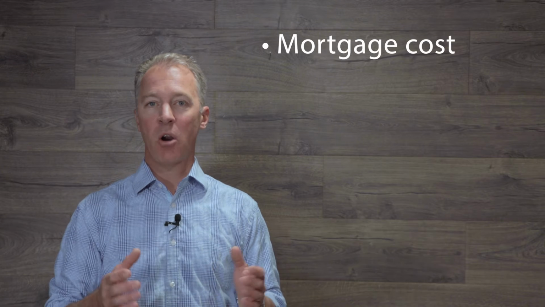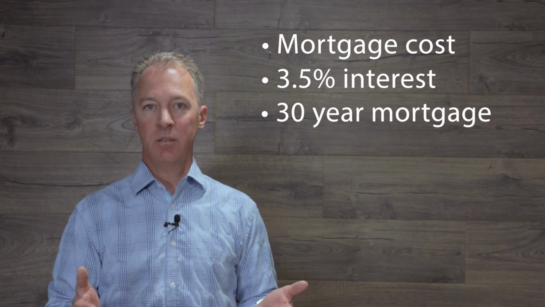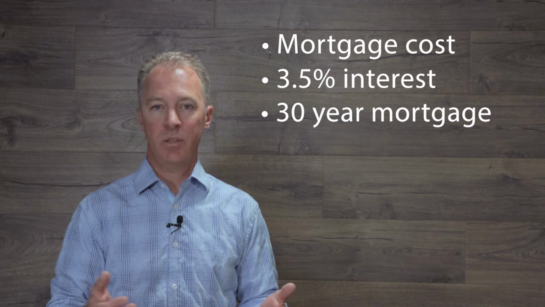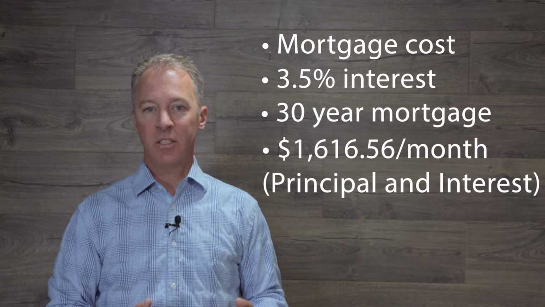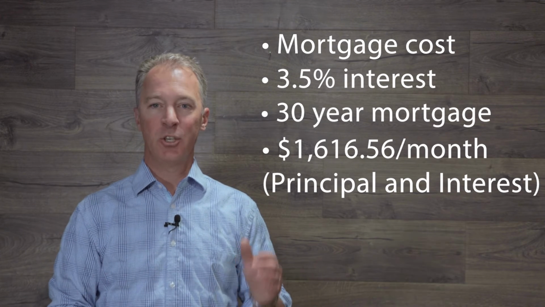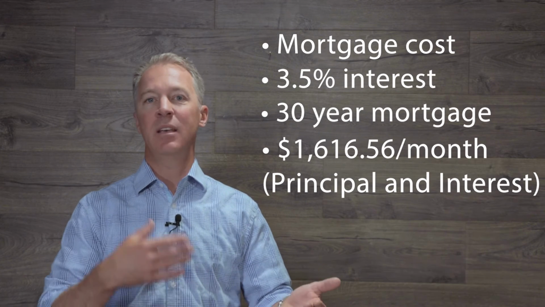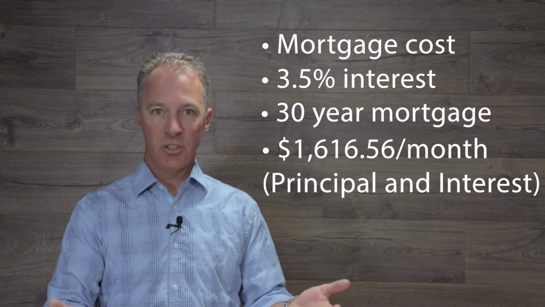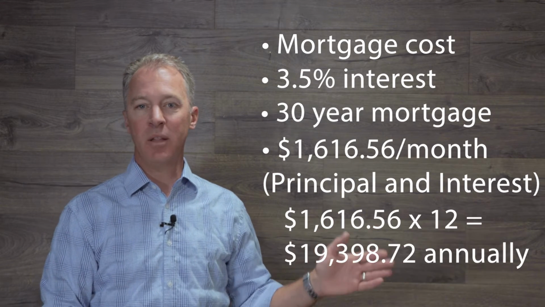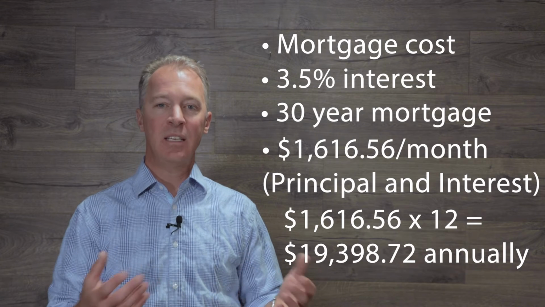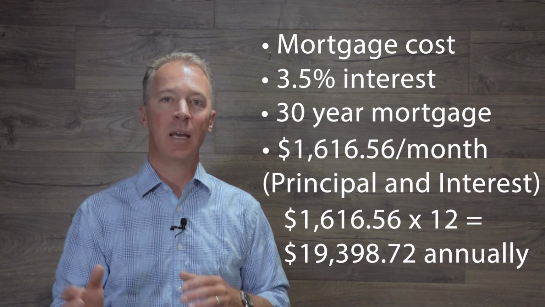For the mortgage, we'll need to make a couple assumptions. Let's say that we've borrowed that money at 3.5% interest on a 30-year fixed mortgage, or a 30-year loan. That brings us to a monthly payment of $1,616.56, and that includes your principal and your interest. That's the money you're paying down that you've borrowed and the interest that you're paying for the privilege of borrowing that money from the bank. So that monthly payment, that $1,616 a month times 12 months, is going to give you $19,398.72 that you're paying to the bank annually.